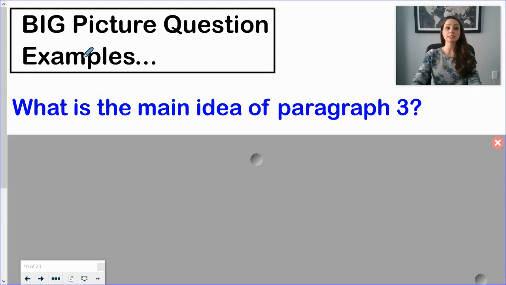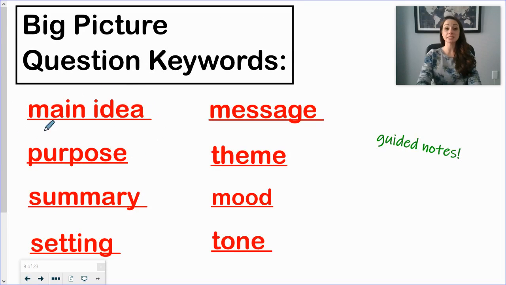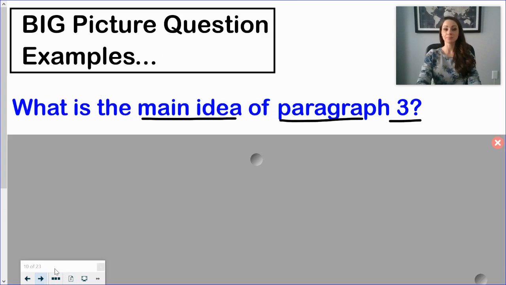So let's look at some examples of big picture questions. This first example: what is the main idea of paragraph 3? Our keywords in this question would be main idea and then paragraph 3. And it's really important that we get that 3 in there because the main idea is specific to paragraph 3. So this is a big picture question because, remember, main idea is associated with big picture and it requires you to think big. So we would code this question with a B.